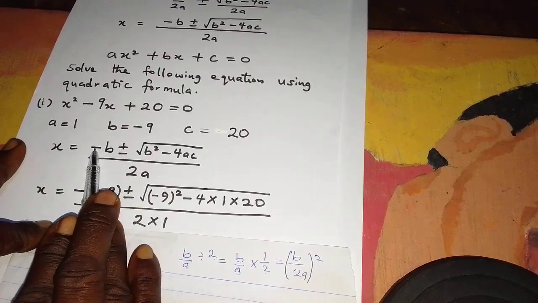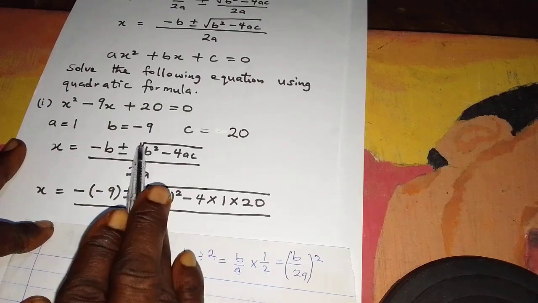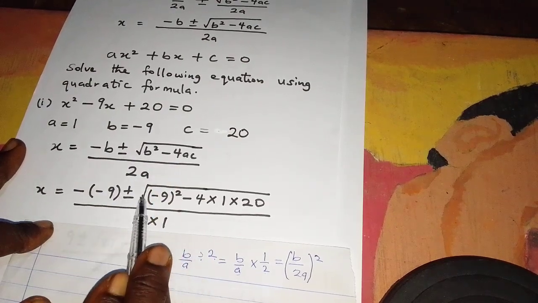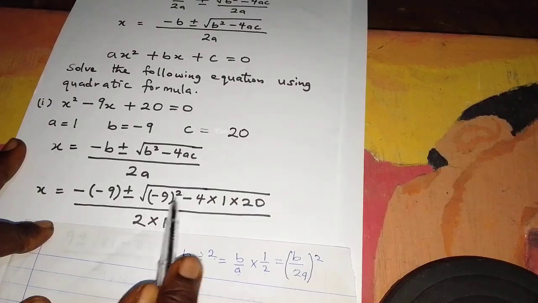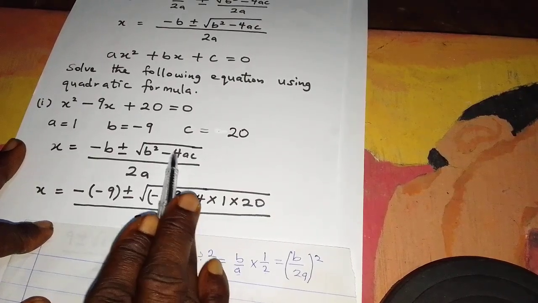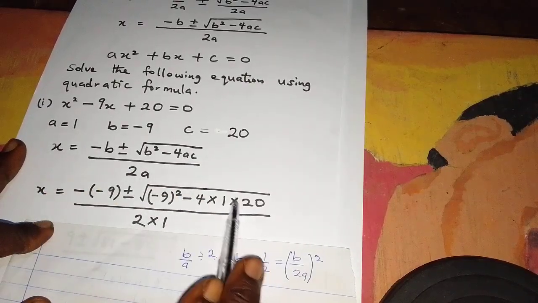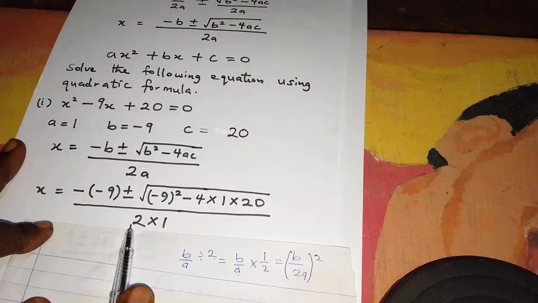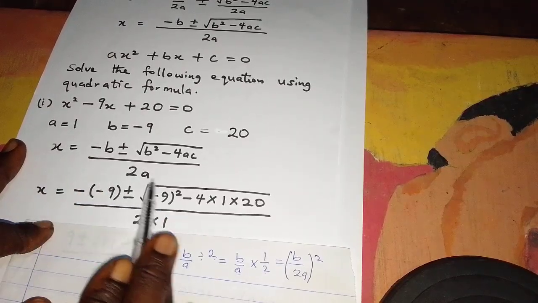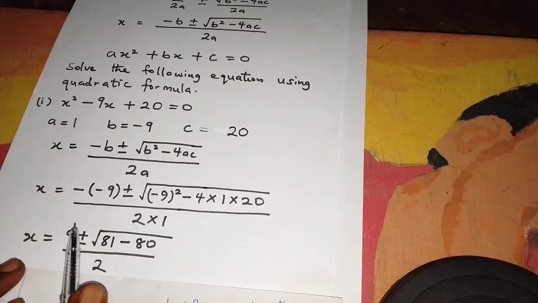First you write this minus, b is minus 9, then plus or minus, then the square root. b squared will give us minus 9 squared, then minus 4 times our a here, which is 1, times our c here, which is 20, all over 2 times our a, which is 1. So from there you now have x equals minus times minus will give us what?